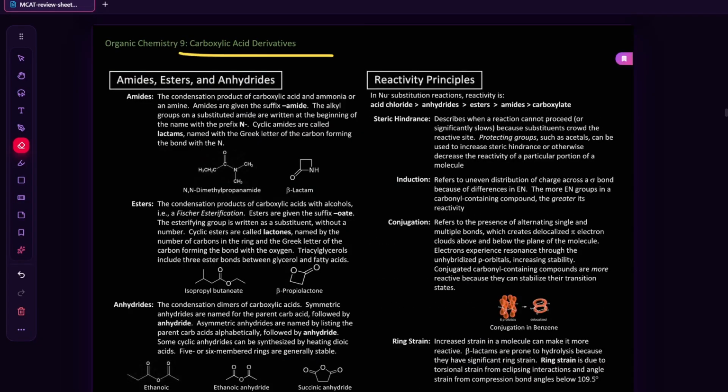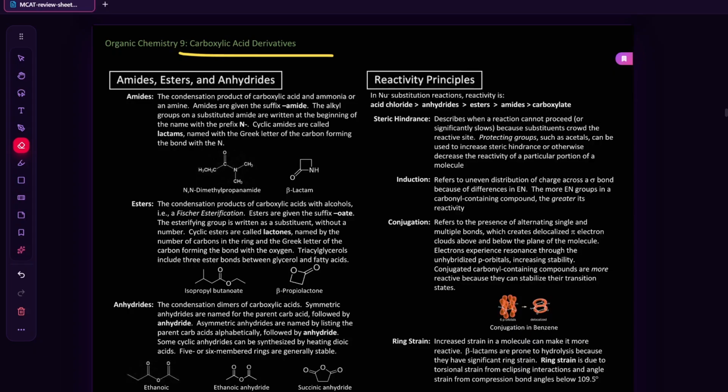Okay, so let's go over carboxylic acid derivatives. Last time we just looked at amides, esters, and anhydrides through nucleophilic acyl substitution. But today we're zooming into those three products themselves. We're not just saying that they show up here and there. We're looking at them more specifically.